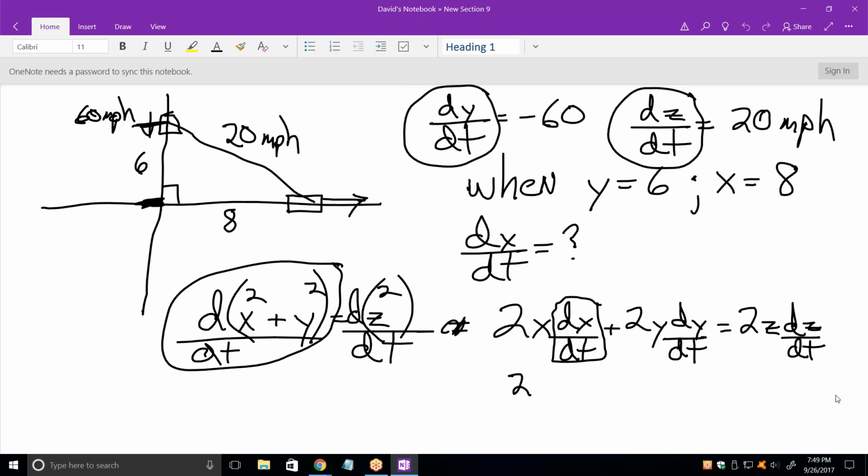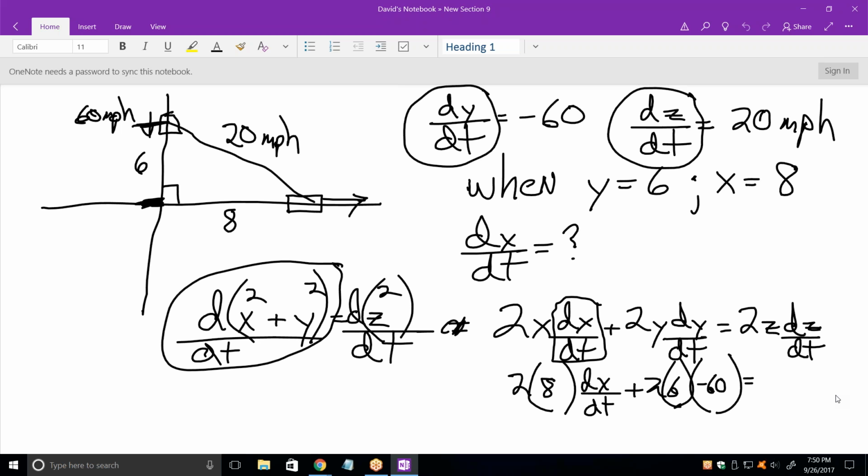What's the x measurement at this point in time that we're going to figure out what dx is? It's 8. We don't know dx/dt, that's what we're trying to solve for. But what's the y measurement at this point in time? 6. And what's dy/dt? What's the speed of the car? Negative 60. Good.